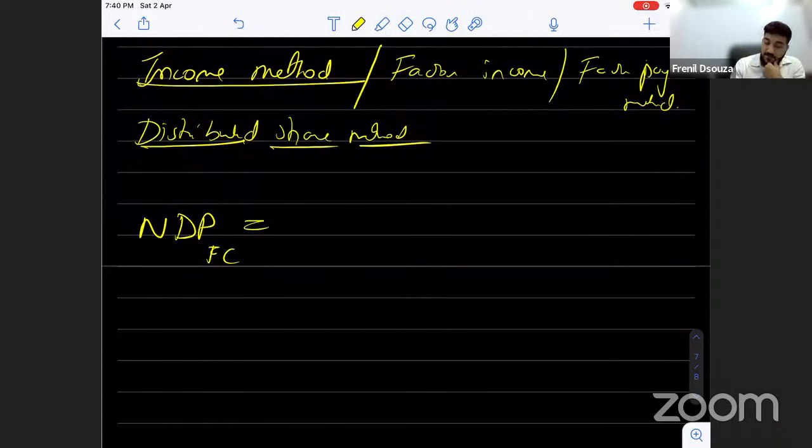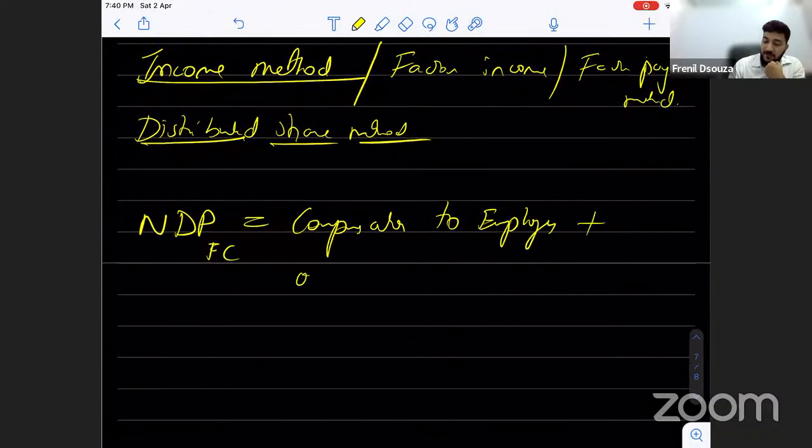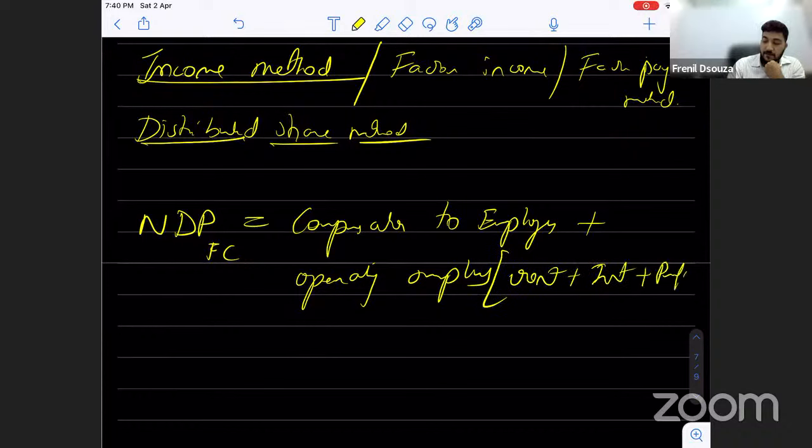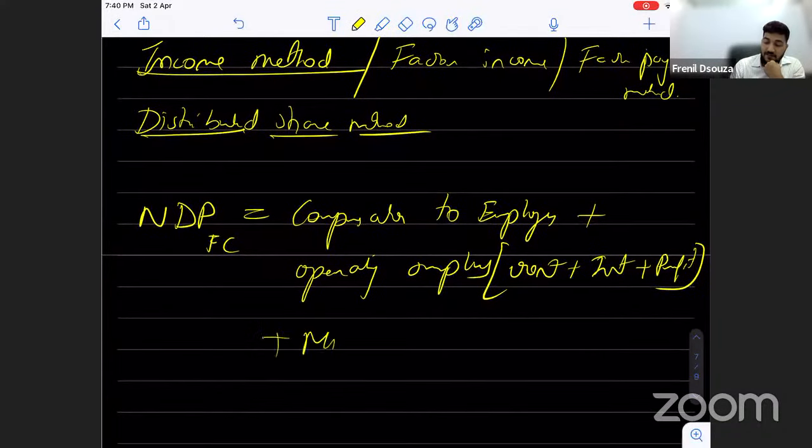How do we calculate? Compensation to employees, plus we have something called operating surplus. Now, what do you mean by operating surplus? It is nothing but rent plus interest plus profit, right? Rent plus interest plus profit, and then you add something called mixed income of self-employed.